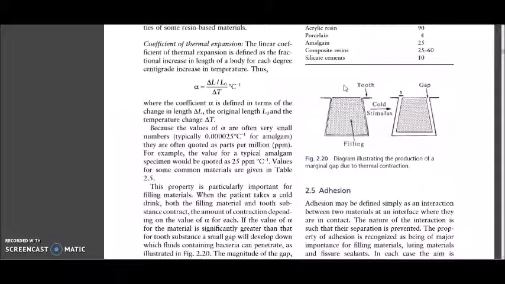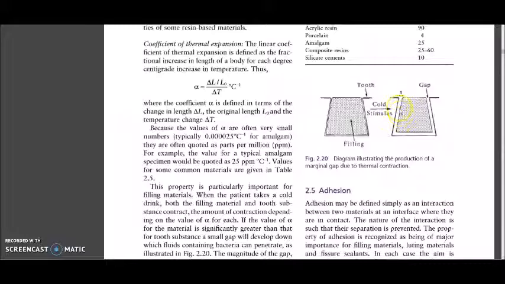And similarly, when a hot beverage or hot food is consumed by the patient, this filling material would expand and would produce undue pressure on the tooth structure. Now, if the coefficient of thermal expansion of this filling material is near to the tooth structure, it means that the filling material and the tooth would expand and contract simultaneously. But if the filling material has a very high coefficient of thermal expansion, this means that it would contract a lot and it would expand a lot. And this would cause a gap in case of contraction and pressure on the tooth structure in case of expansion.